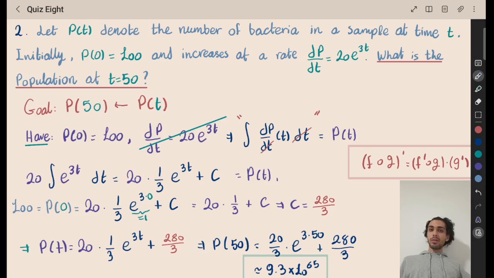So bacteria grows at a very fast rate. But then that's fine. Not all bacteria is bad. Actually, 99% of bacteria is good, but some bacteria is bad for us. But maybe that's a discussion for a biology class. For now, this is all I wanted to say.